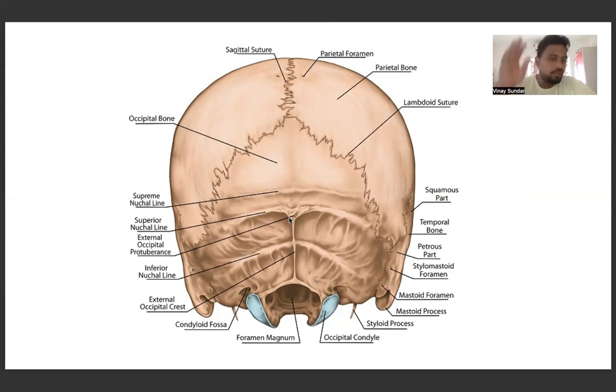Now, when you palpate behind your head, you can feel a very thick protuberance, which is known as the external occipital protuberance. The other important structures are your styloid process, then your mastoid process, then your stylomastoid foramen, then your temporal bone. This is the foramen magnum, through which your spinal cord passes.